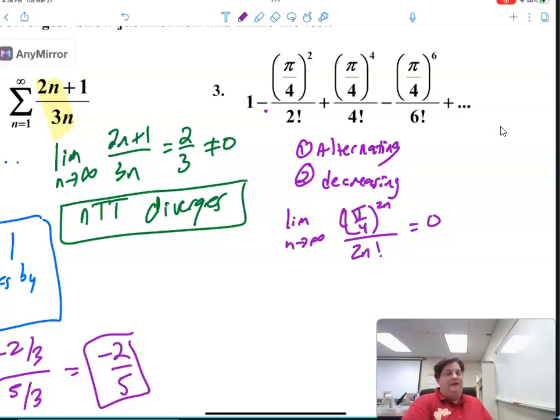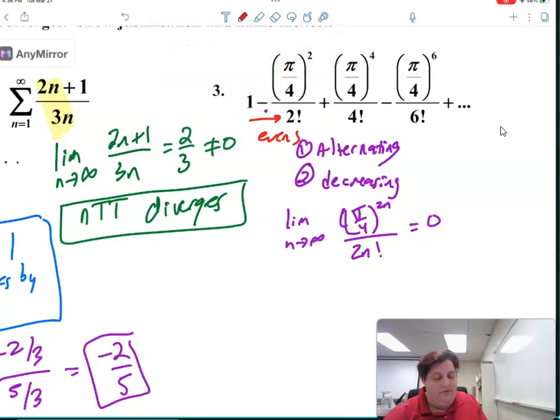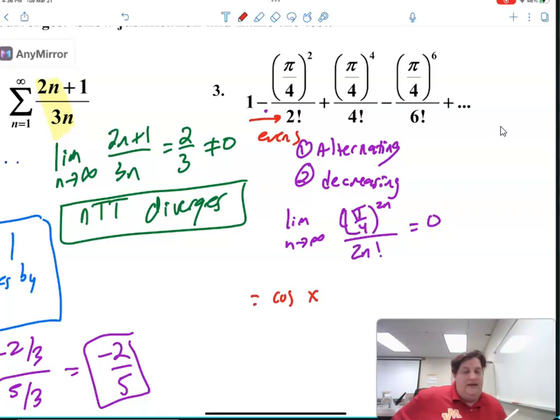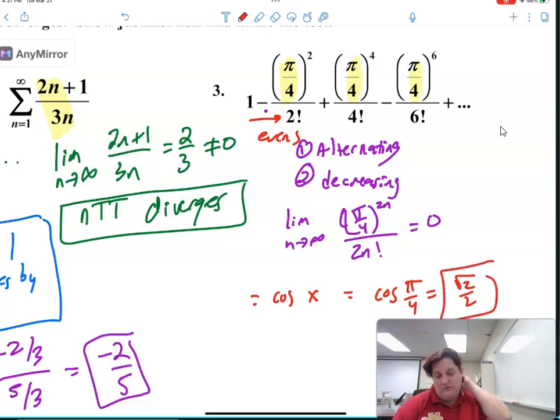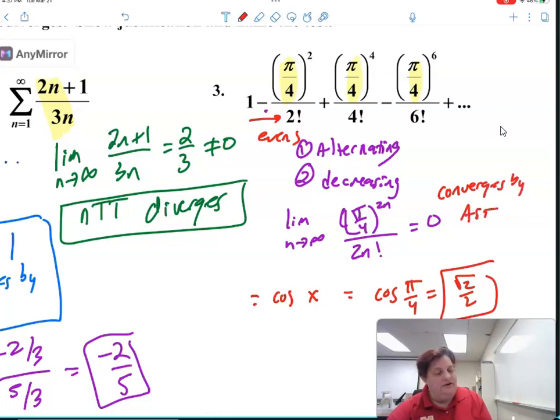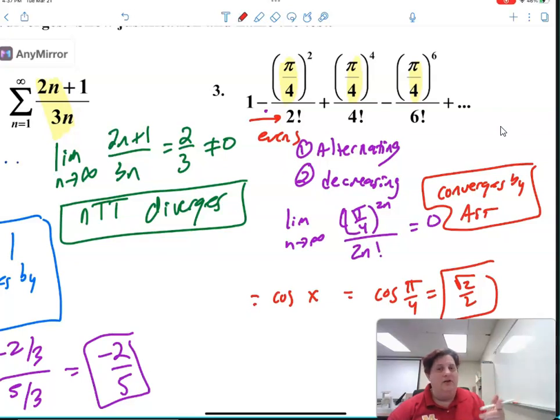But hopefully you guys are recognizing this as an alternating series test, okay? And you want to recognize this as a specific equation when we're looking at the evens. Do you guys remember what it is? Evens is cosine. So this actually sums to cosine x. And then we see what x is, just what we plug in right here. So this is the cosine of pi over 4, which is root 2 over 2. So that's what that one sums up to. And it converges by the alternating series test. So it alternates, it's getting smaller, and the limit is 0. Okay, and then the cosine of pi over 4 is just root 2 over 2.